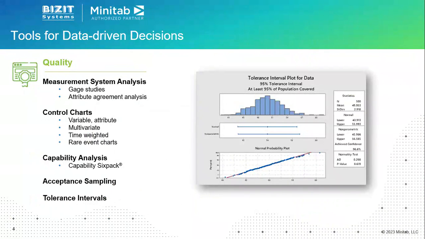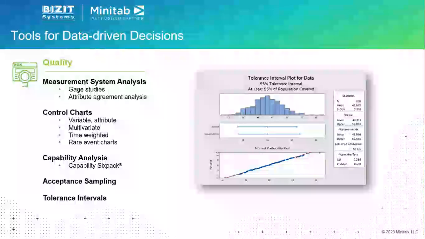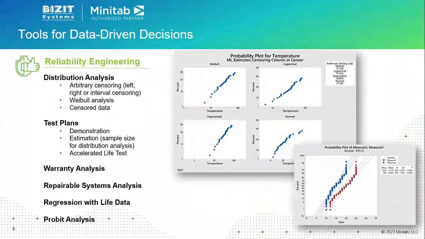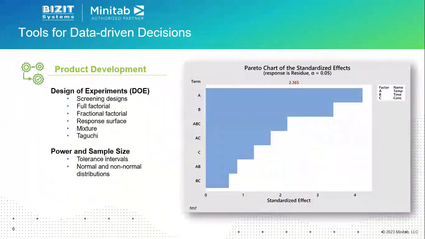So Minitab has come out with statistical tools. For the quality side, we have the MSA, measurement system analysis. We cover both data types: if it's continuous, we go for the gauge study; if your response is an attribute, we go for the attribute agreement analysis. And then we have control charts and capability. We also have acceptance sampling and tolerance intervals. We have reliability engineering, and also for today's session, design of experiments.